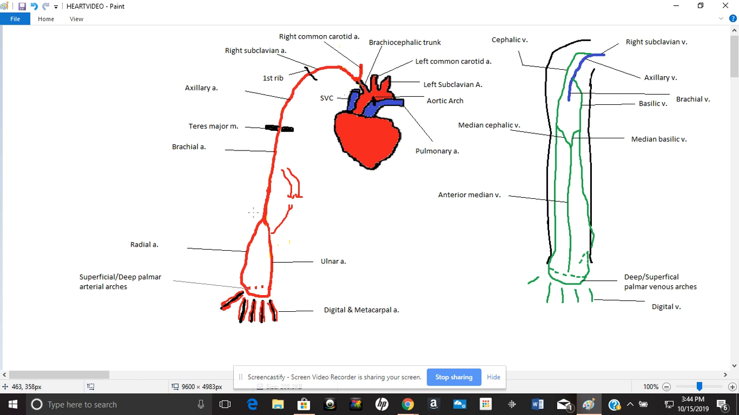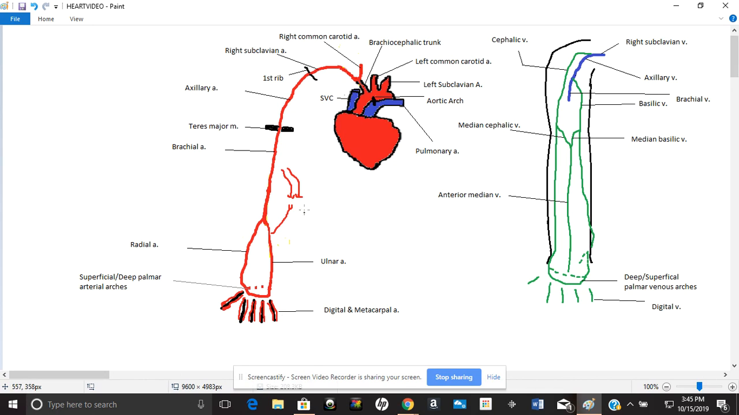Now, once this artery makes its way down the forearm towards the hands, it is going to bifurcate, and it is going to turn into the ulnar artery, which goes towards the pinky, and it is going to become the radial artery as it goes towards the thumb. And once we get to the hand, we're going to have superficial and deep palmar arterial arches. I've dotted this in just to show you that we have a deep branch and we have a superficial branch. And similarly, we have digital and metacarpal arteries, which help supply the metacarpals and towards the end of your fingertips.